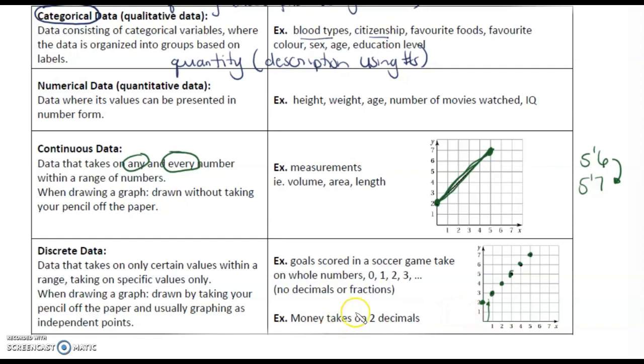Okay, also money. Even though money is 2 decimals in Canada, say you can have $2.75, right? Even though there are decimal numbers there, it's finite. It finishes at 2 decimals, so that's actually discrete.